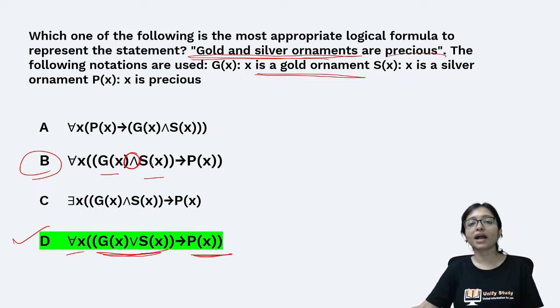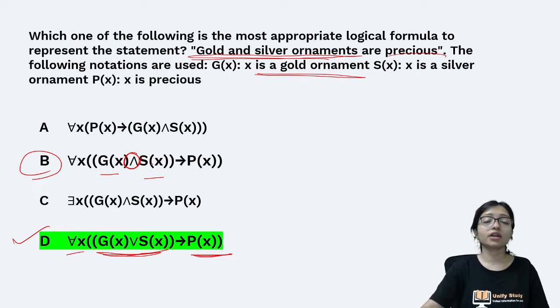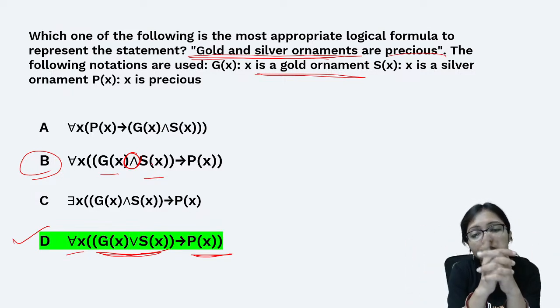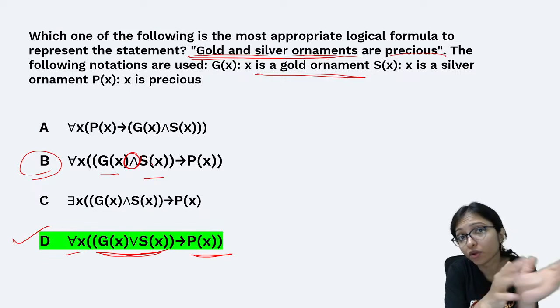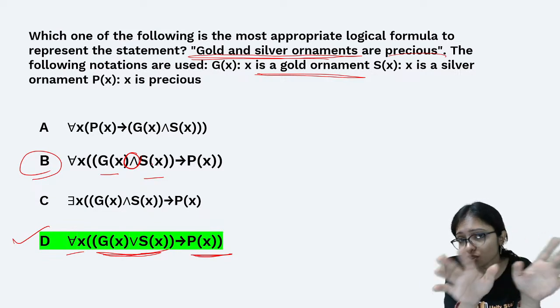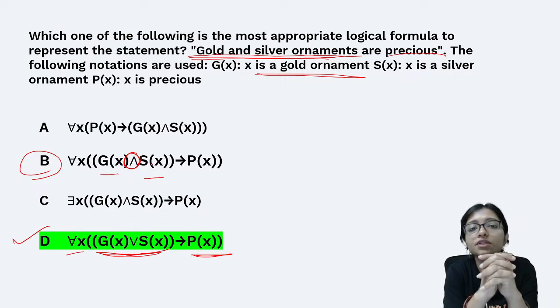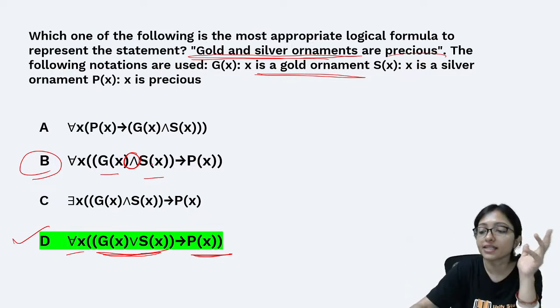If you are going to buy gold, that is also precious. If you are going to buy silver, that is also precious. It's not like that only when you are taking gold and silver together, then it is precious. Is it like that? You are going to the market and you are taking gold, it is not precious? When you are taking them together, then only it is precious? No, either gold or silver, they are precious. That is the meaning.